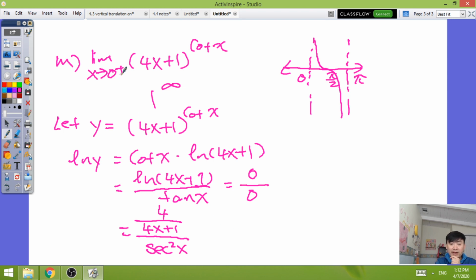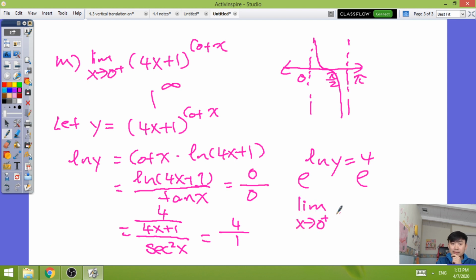And now let's plug in the value of x and see what happened. So 0, so 4 over 1, that's 4. Secant of 0 is 1, 1 squared is 1, so it's 4. That means natural log of y equals 4. And then don't forget to take base e on both sides for the limit. So the limit as x approaches 0 from the right hand side of the whole function would be e to the power 4.